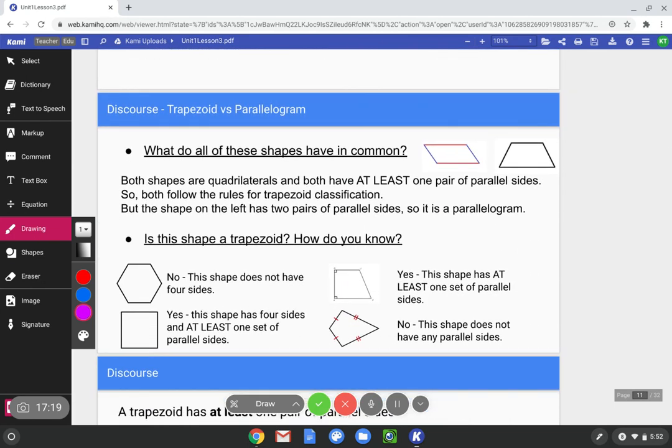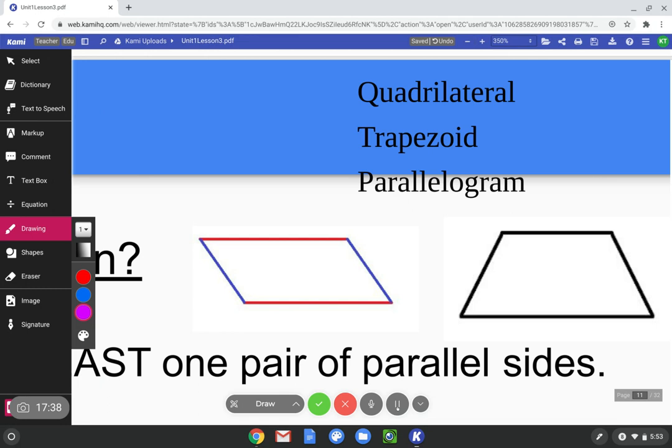What do these 2 shapes have in common? Well, we know both shapes are quadrilaterals because we see 4 sides. And both have at least 1 pair of parallel sides. So both of these shapes are trapezoids. Let's make our list. Okay, we are going to dissect these 2 shapes.